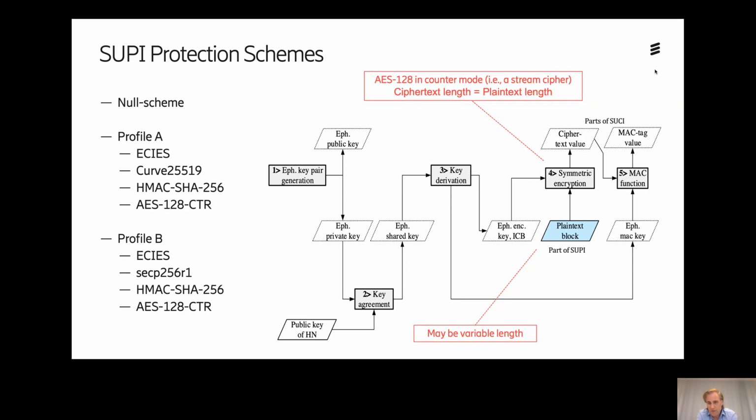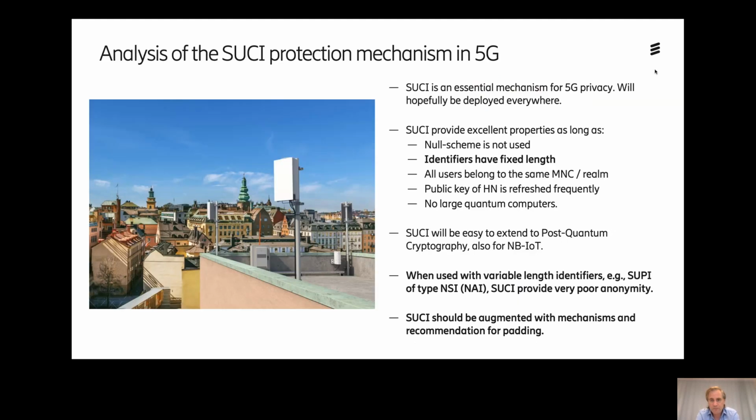The most important thing here is the symmetric encryption part, which always uses AES in counter mode. And this means that the resulting ciphertext has the same length as the plain text. And the plain text then might have variable length. This means that an attacker gets perfect information about the username length.